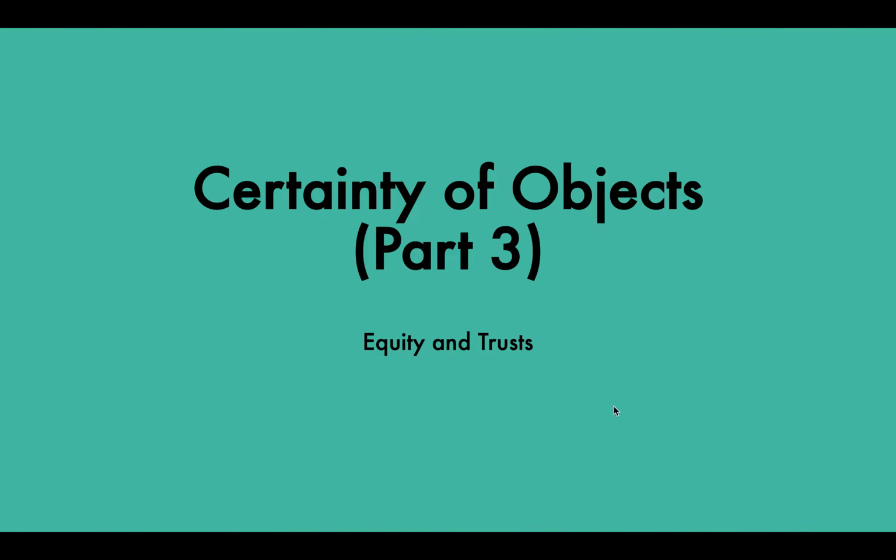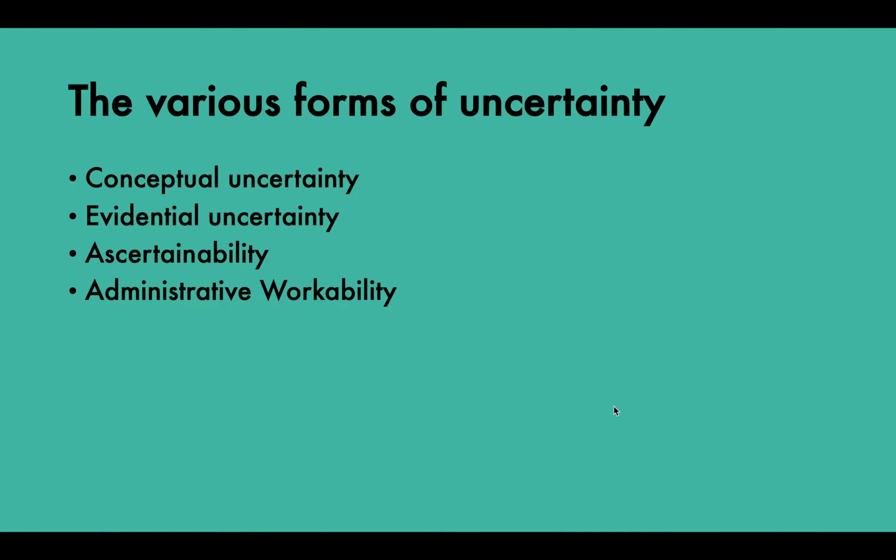In the previous couple of videos, we've been looking at certainty of objects, and specifically we've had a little look at the distinction between powers, fixed trusts and discretionary trusts, and how those are dealt with respect to certainty of objects. And in this video, we're really going to dive into the various forms of uncertainty with respect to certainty of objects. So in an article by Emery in 1982, a division between various forms of uncertainty was made, and it was said there were 4 types of uncertainty with respect to certainty of objects.